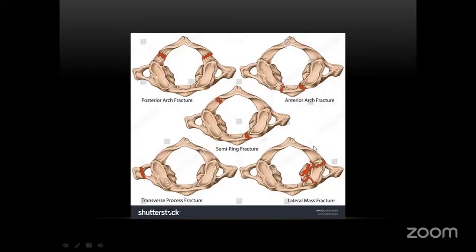What about lateral mass fractures? Axial loading with lateral bending and lateral rotation is there. Okay. When we are doing lateral rotation and there is axial loading, then there could be the chance that a lateral mass fracture will happen.